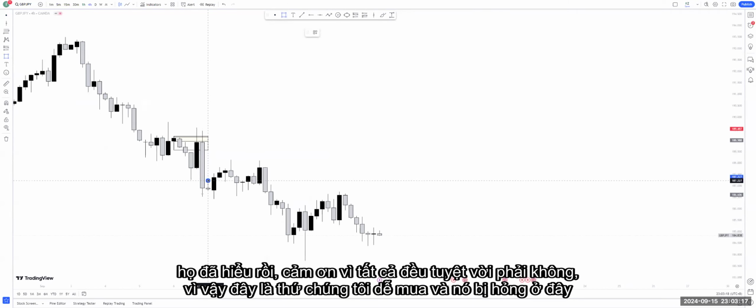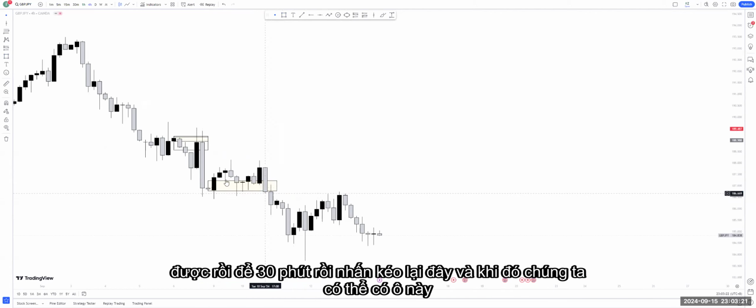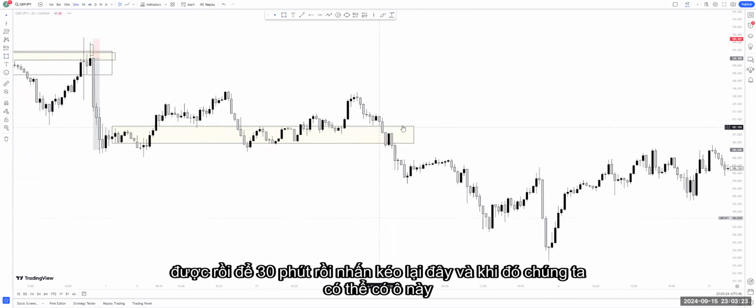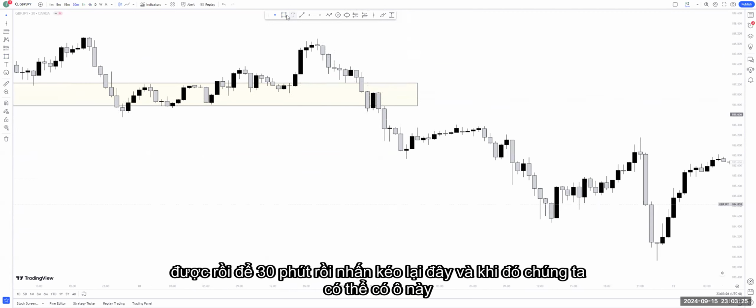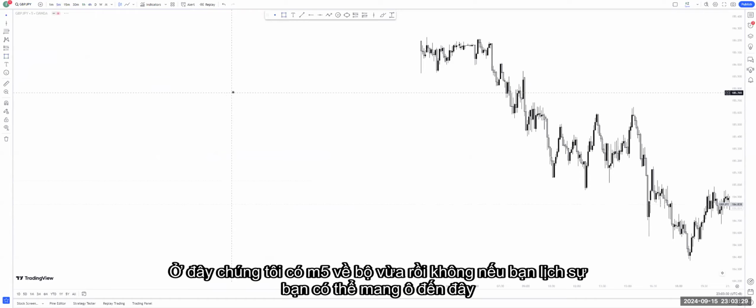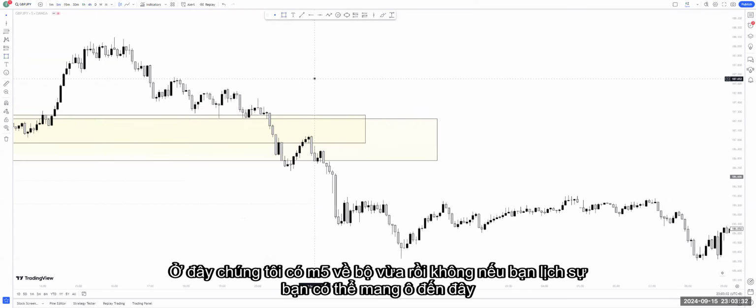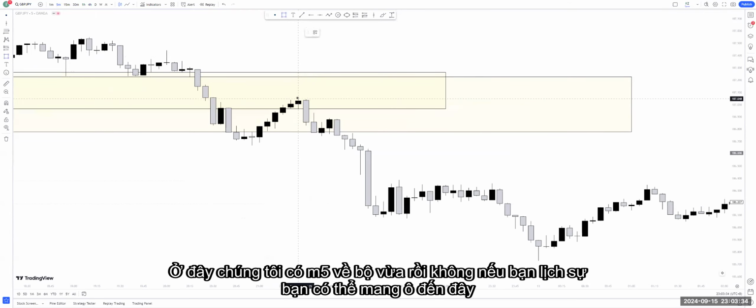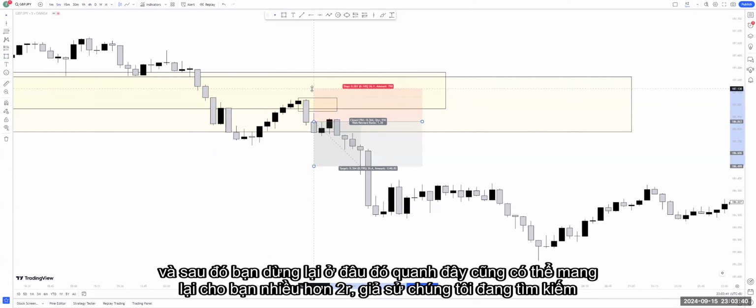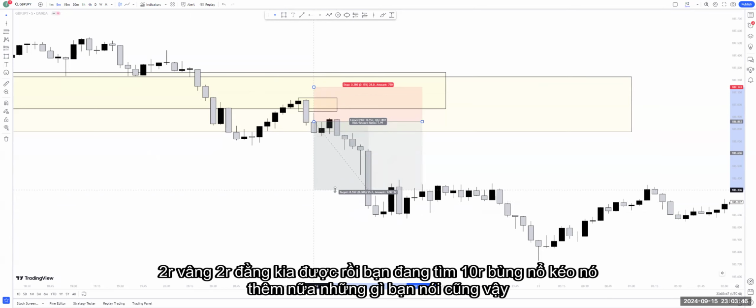So this one is our easy buy and it's broken over here. Okay. And then go to 30 minutes and then price pullback here. And then we might have this sell over here. Do we have M5? Yep. Back to what I said just now. If you are FOMO, you can take the sell here and then you stop somewhere around here. Also could give you more than 2R. Let's say we're looking for 2R. Yep, 2R over there.